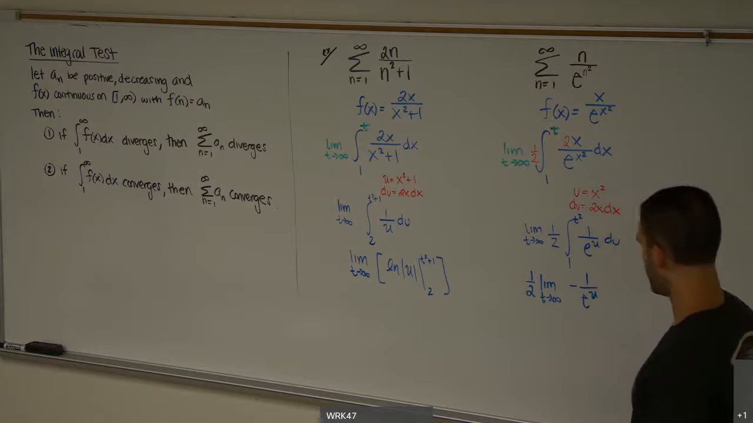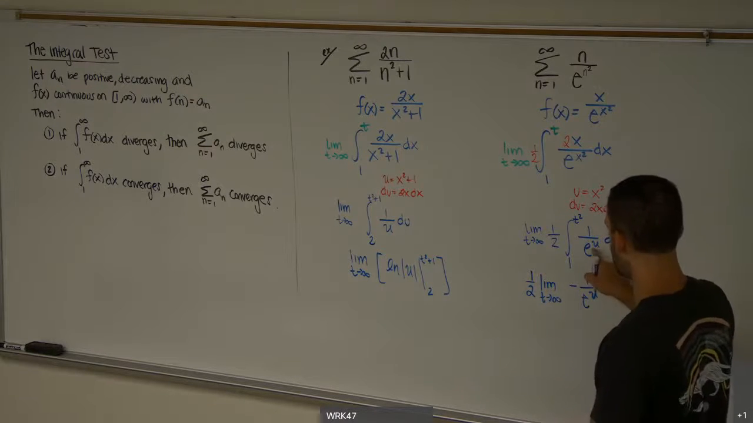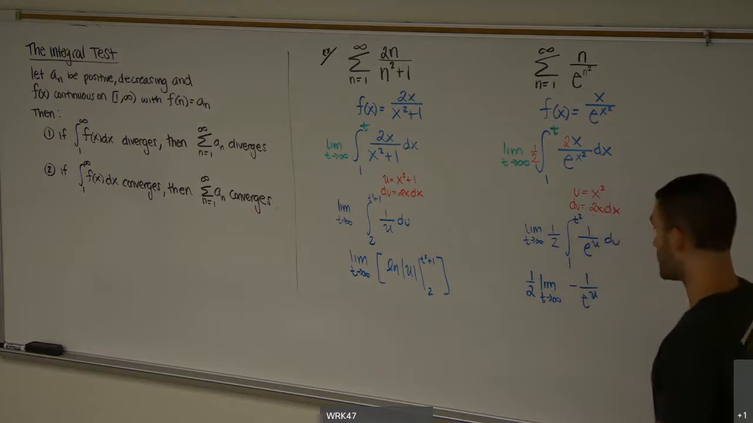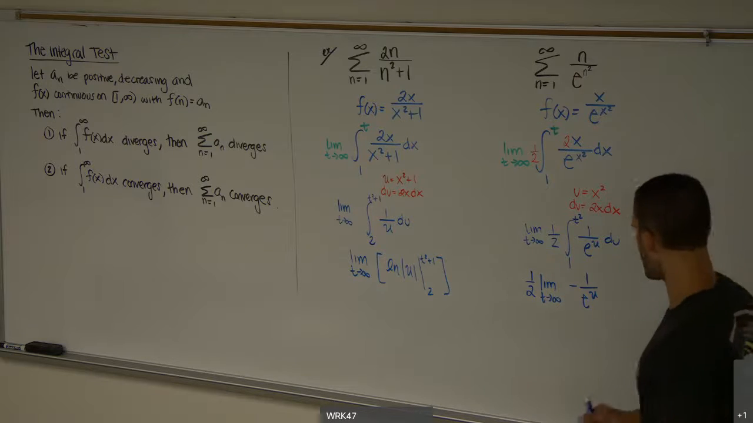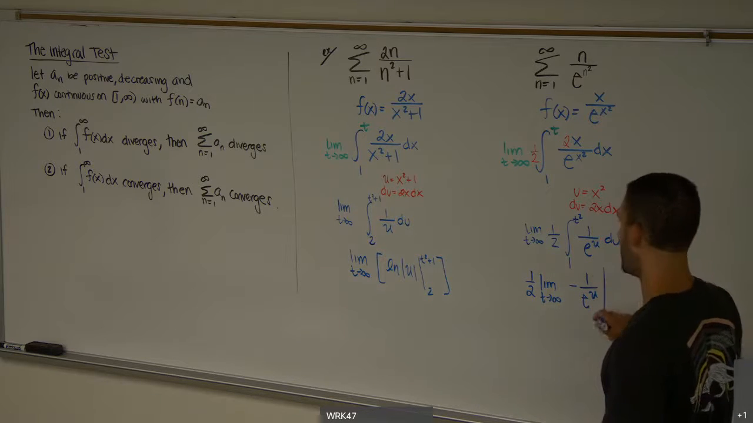From calc 1, not too bad. Think of this as e to the negative u. And then you could either do another u sub if you want, or just realize the antiderivative of e to the negative u is going to be negative e to the negative u because of the chain rule. And here we're evaluating from what? 1 to t squared.